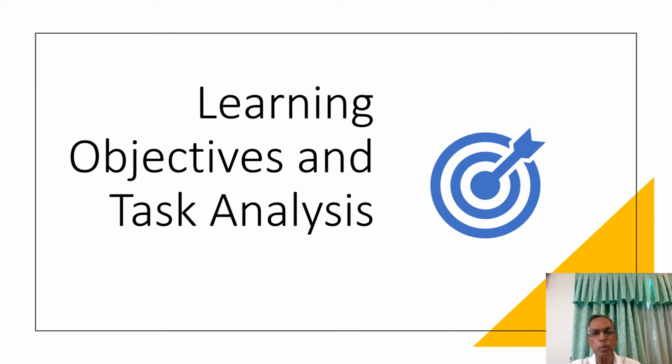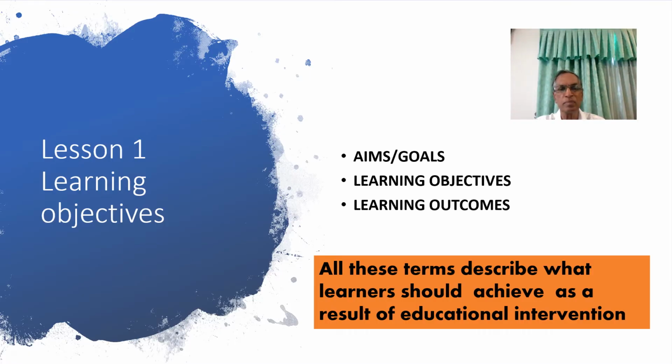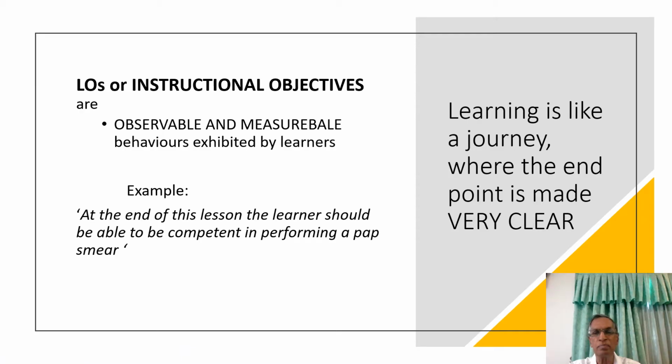In this lesson, we will take you through learning objectives and also discuss task analysis. In lesson 1, basically you will find these words time and again: aims, goals, learning objectives, learning outcomes. All these terms describe what learners should achieve as a result of their educational interactions. Learning is really a journey where the end point is made very clear.